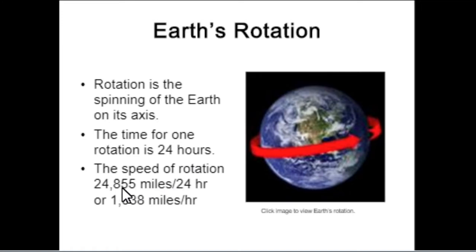The speed of rotation is 24,855 miles in 24 hours. So this is the distance that it spins, which basically, if we divide it out, it's 1,038 miles each hour. So I don't know if you've ever thought about going 1,038 miles per hour, but that's how fast the Earth is spinning.